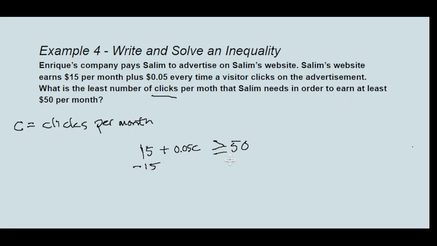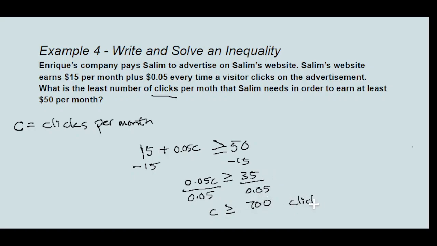Let's get rid of 15. So we're going to wind up with 35 over here and then this over here. Now we're going to divide by our coefficient, which happens to be a decimal, but that's all right. When we do that, we get C is greater than or equal to 700 clicks per month. And that makes sense, right?